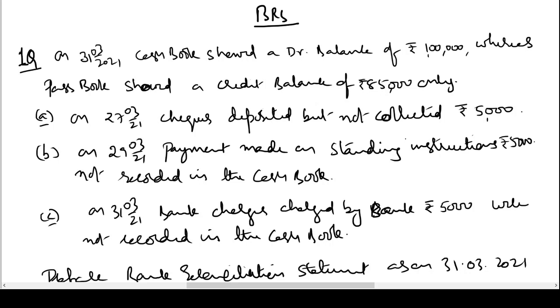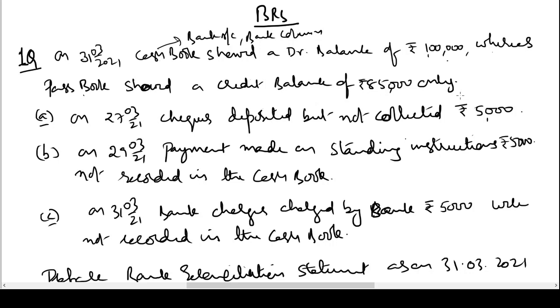On 31st March 21, cash book showed a debit balance of rupees 1 lakh. In our earlier videos also I have said whenever we talk about cash book we are talking about the bank account in our books, or we are talking about the bank column in the cash book. Okay, showed a debit balance of rupees 1 lakh, that is a favorable balance, whereas passbook showed a credit balance of 85,000 only.